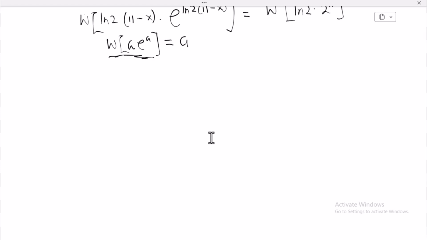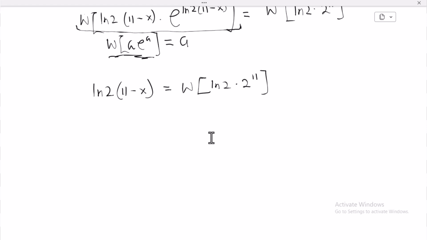we are going to have natural log of 2 multiplying 11 minus x. So when we take W Lambert's function of this whole entire expression, we are going to have natural log of 2 multiplying 11 minus x to be equal to W Lambert's function of natural log of 2 multiplying 2 to the power 11.